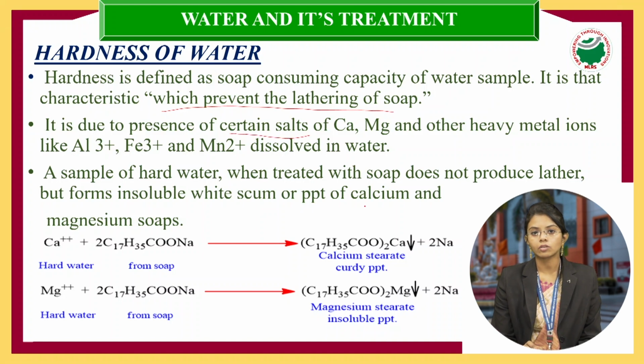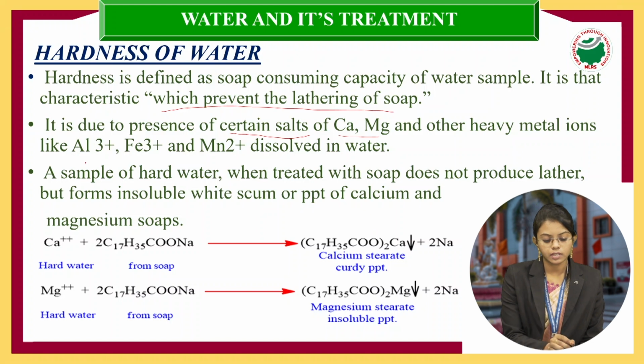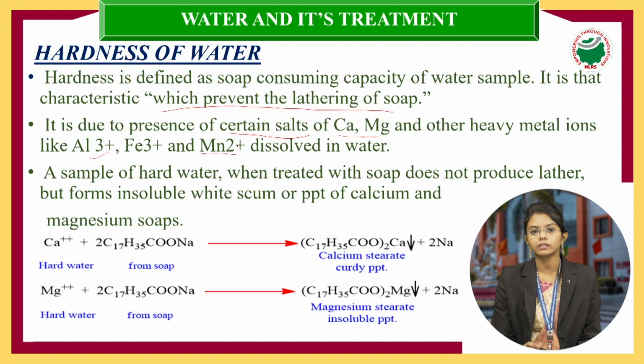Because of the presence of these salts in the water, it will cause the hardness, so that it can prevent the lathering of soap, or it can consume the soap. What are those salts? These are calcium and magnesium and other heavy metal ions like aluminium, iron and manganese. These are dissolved in water. The presence of these salts causes the hardness of water.